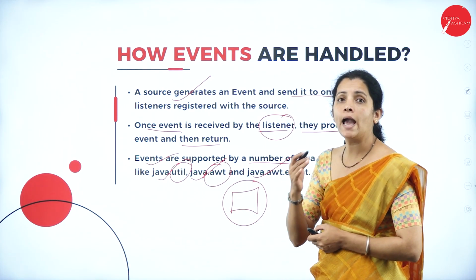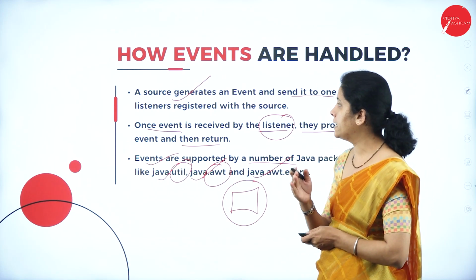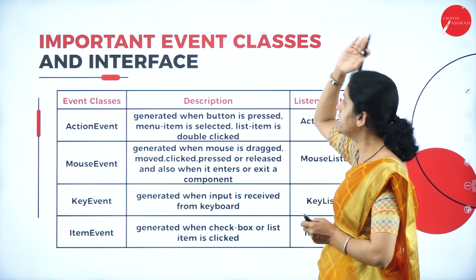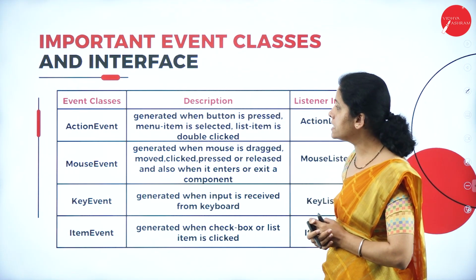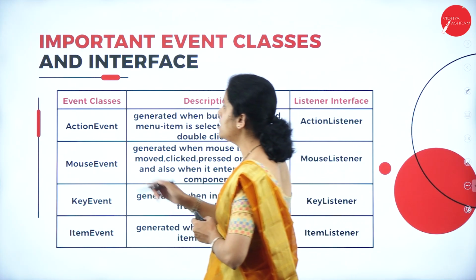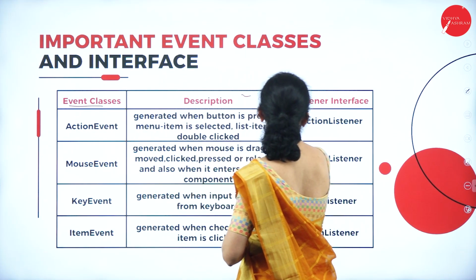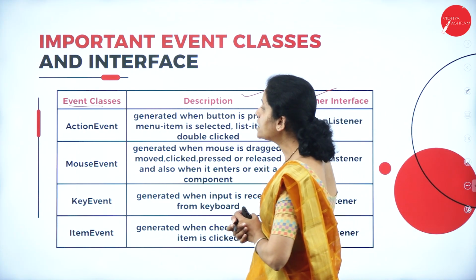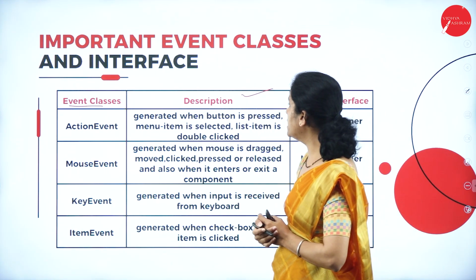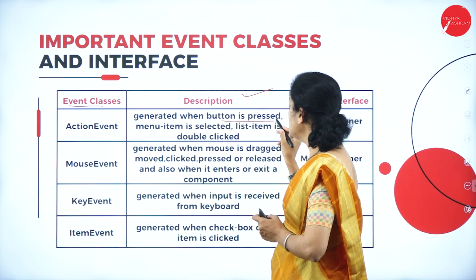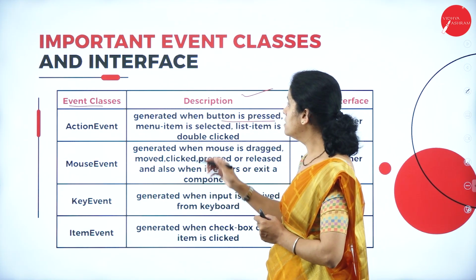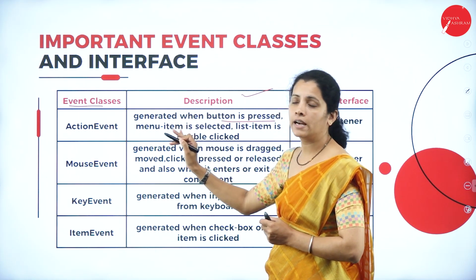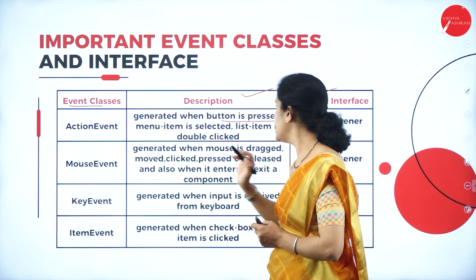That is nothing but Abstract Windows Toolkit. Now see here, I have some of the important event classes as well as interfaces. See here, I have the event class, description and listener interface. So, action event is generated when the button is pressed. When I press the button, it is going to generate an action event.